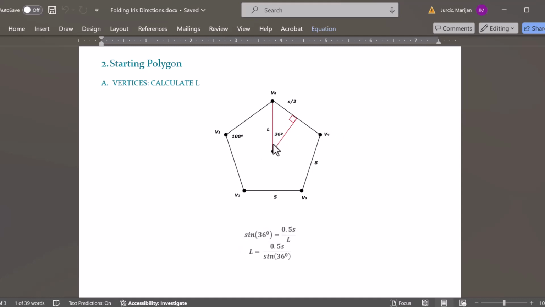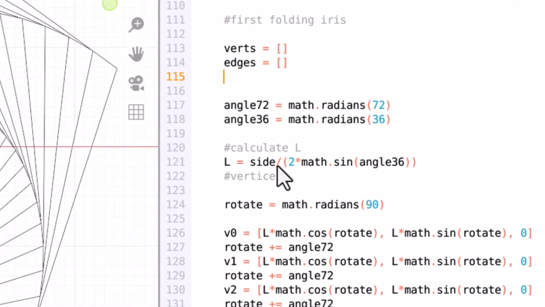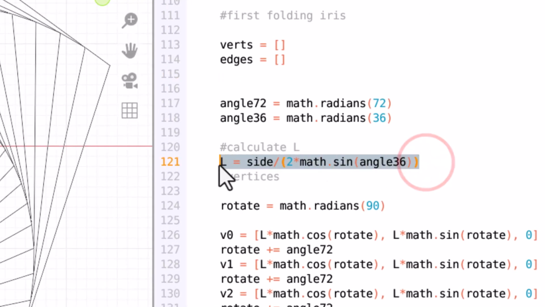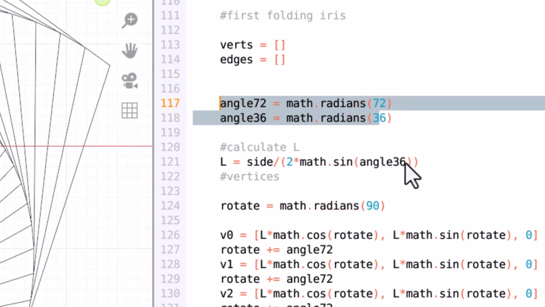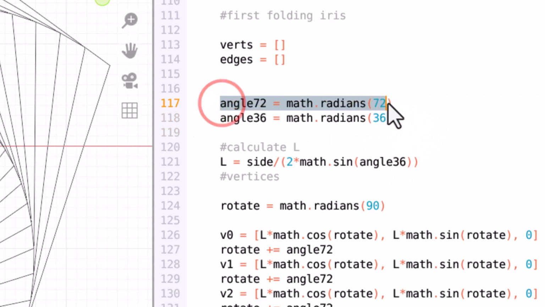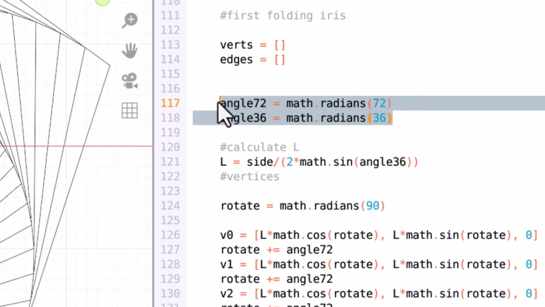I need L because each of these vertices is equidistant from the center, right? Well, sine of 36 is half of the side, whatever the side is, over L. So that means L is equal to 0.5 S over sine of 36. Well, that's what I have over here, right? So you see, that's my equation for L. Now, these have to be in radians. So when I do an angle, I always label it and convert it into radians. You can't use degrees here, right? So this is just an angle converted into radians.